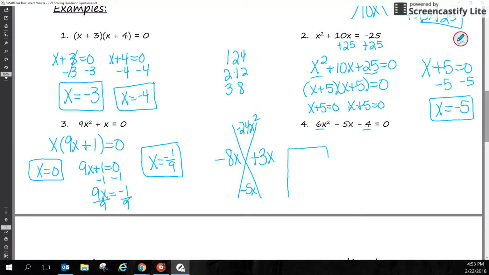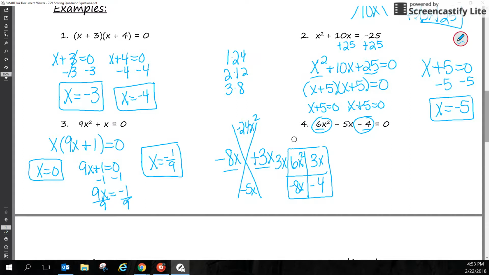Then we make our box. Our first term goes in the first box, last term in the last box. The two factors we just found go in the middle boxes. Once you have your box set up, we're going to look at the first row. So these two guys, what do they have in common? 3 goes into 6, so they both have a 3 in common. And they both have an x.